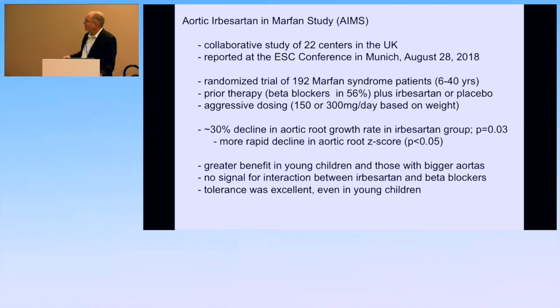In very young children, the dose of irbesartan that was used was extremely high, 150 milligrams. In older children or adults, they received the full adult dosing of 300 milligrams. What was observed is a significant decline in aortic root growth rate in the irbesartan group and a more rapid decline in aortic root Z-score in the patients treated with irbesartan. There was greater benefit in young children and those with bigger aortas, no signal for interaction between irbesartan and beta blockers, and tolerance was excellent even in young children.